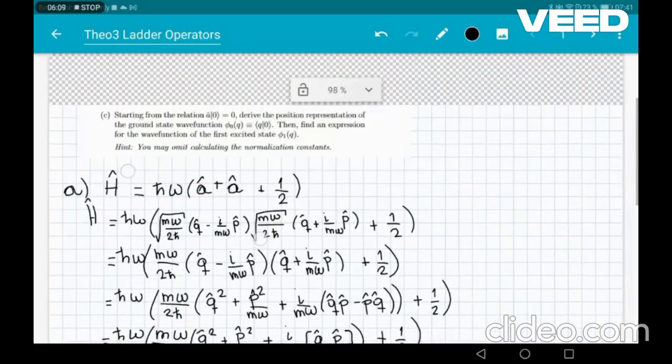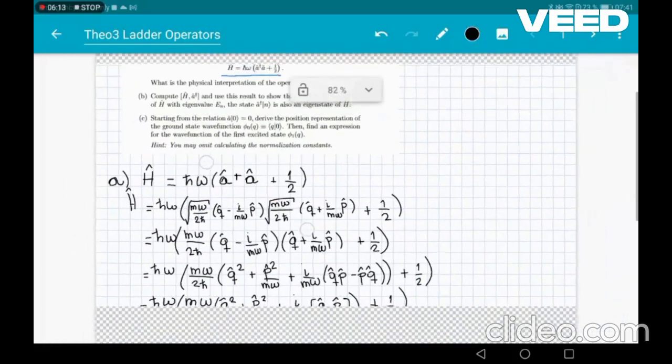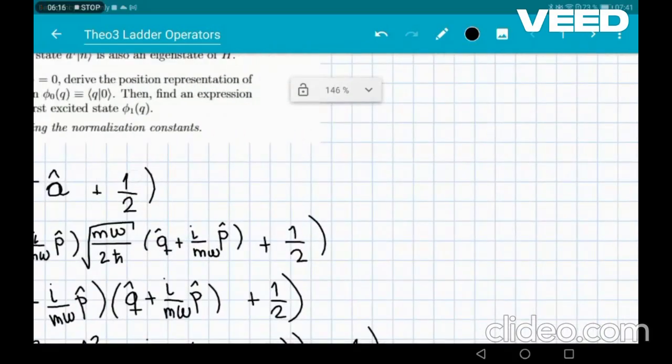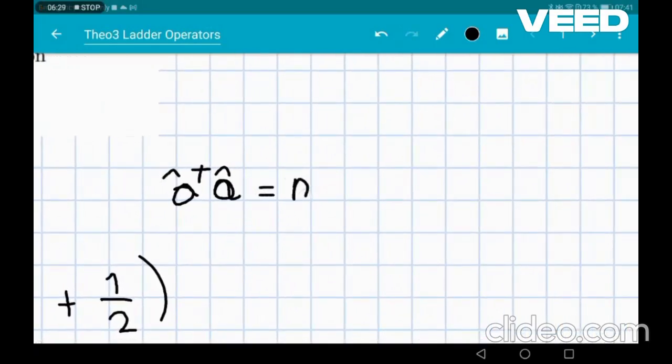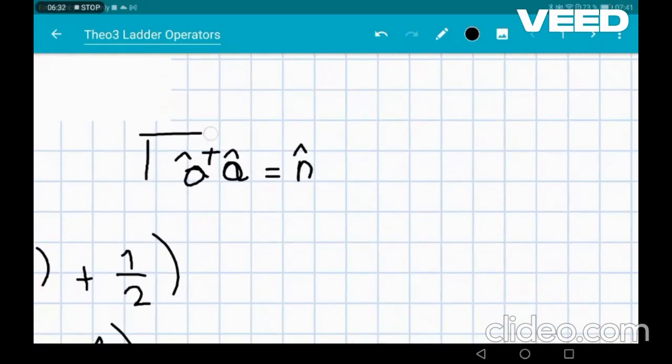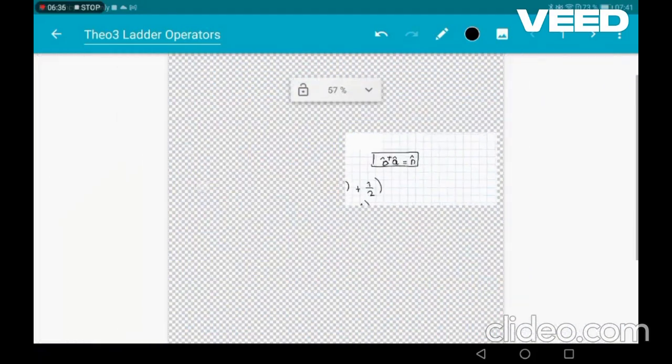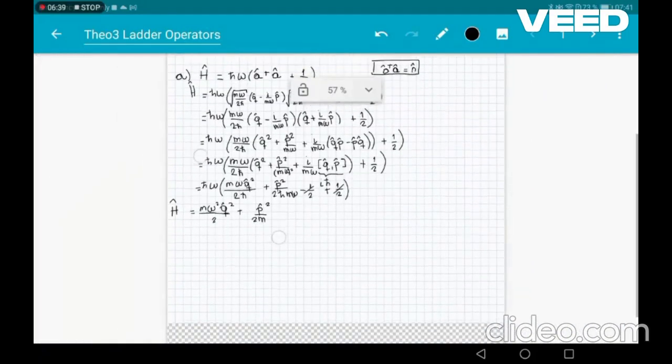And the meaning of a dagger a is that it gives us the n state of the harmonic oscillator, and that's basically just giving us the number operator n. So that's the reasoning behind it.